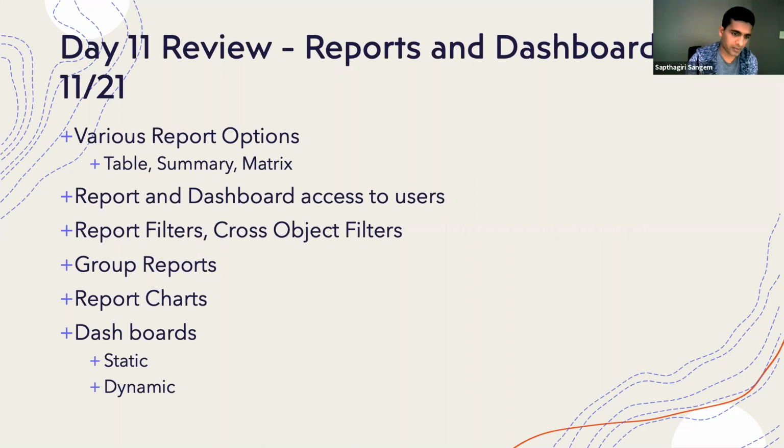And then we looked at report filters and cross object filters. Basically on the same object we can add filters. And also if we are adding accounts with opportunities, the example that we looked at was getting accounts that don't have any open opportunities, or for that matter any opportunities, using cross object filters. And while doing the reports, we saw how to group the reports by some user or some certain picklist value.